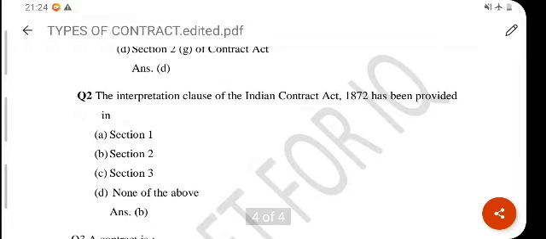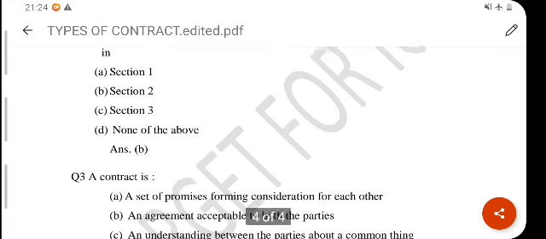Question 2. The interpretation clause of Indian Contract Act 1872 has been provided in option A, section 1, option B, section 2, option C, section 3 and option D, none of the above. So, this was told by me in my last video. So, option B is the correct answer. Interpretation clause of Indian Contract Act has been provided in section 2 of the Act.